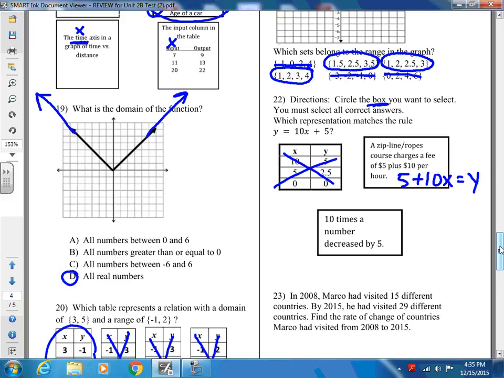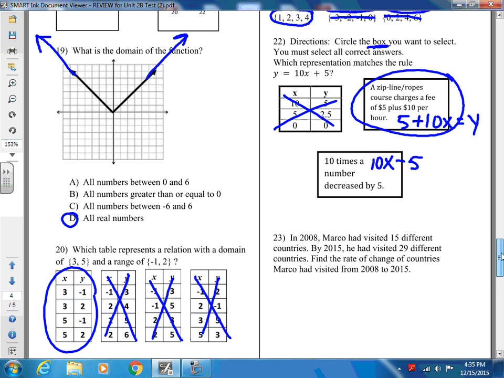And that looks very similar and almost exactly like the equation we have. So let's check the bottom box to make sure. 10 times a number means 10 times x decreased by 5. All right, well, there's no decreasing in this equation. So this box right here has to be the one that's going to match the equation.